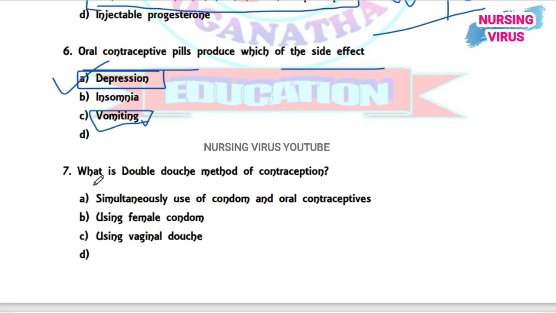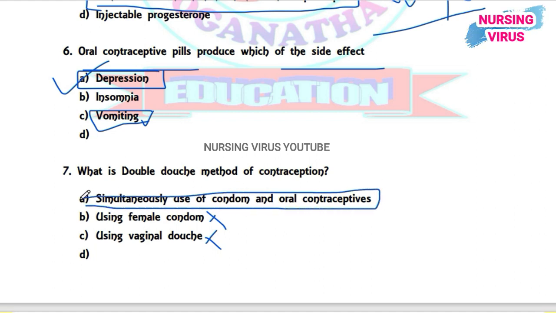And the seventh question, again on contraception. What is the double touch method of contraception? The options are simultaneous use of condom and oral contraceptive, and use of female condom and the vaginal touch. These two methods are single methods. So the double touch method will be considered as using a condom and also using an oral contraceptive together.